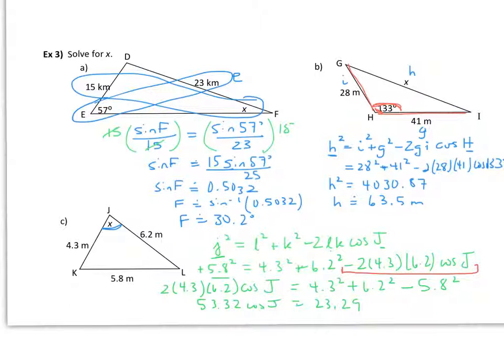23.29. Now at this point, to get my cosine of J by itself, I'm going to divide both sides by 53.32. So that will give me what the cosine of J is equal to. So my cosine of J will be approximately equal to 0.4368. Now there's more digits there, I've just rounded that to 4, and then I'm going to shift cos, second function cos. So J is approximately equal to 64.1 degrees.